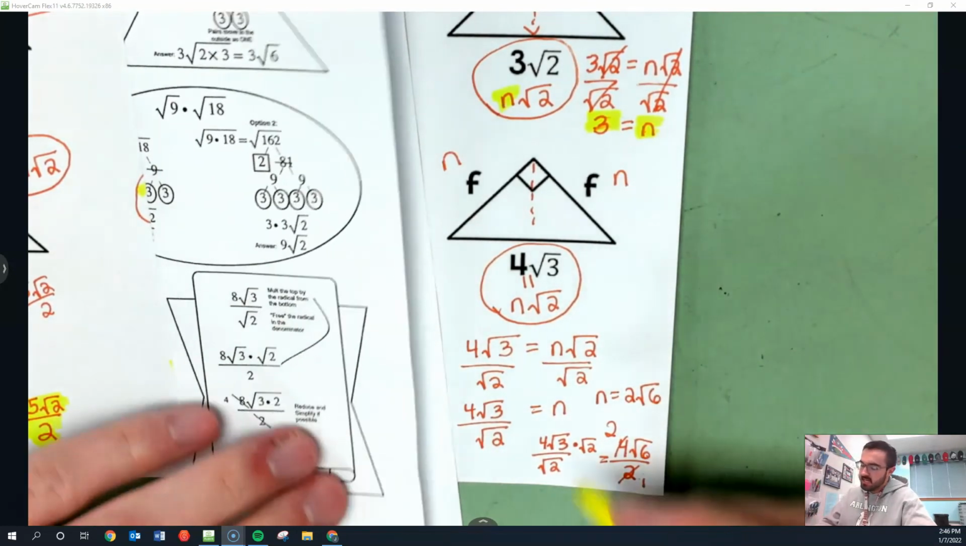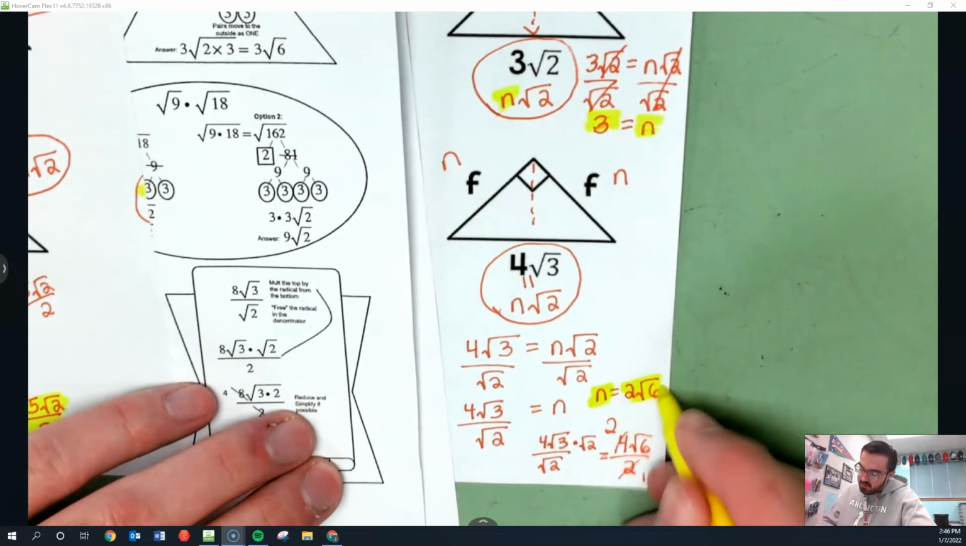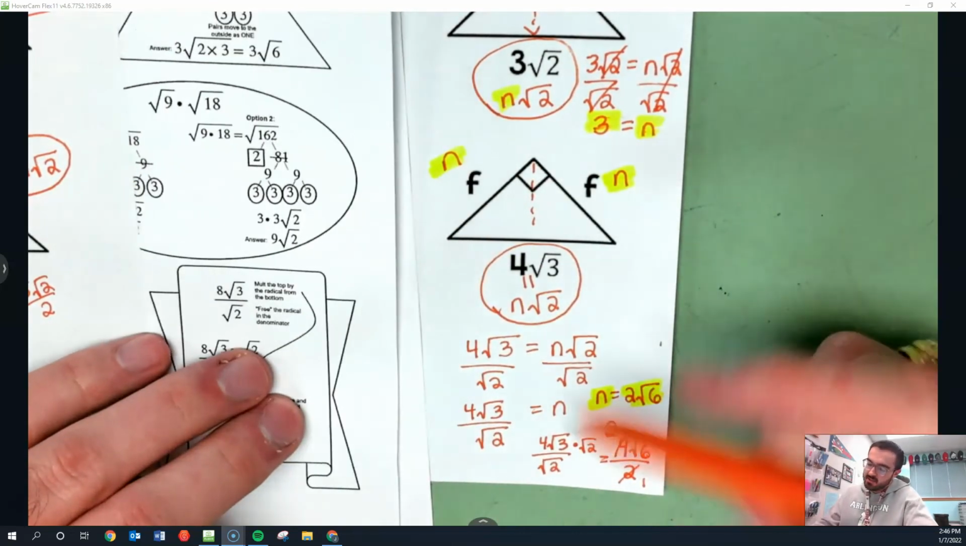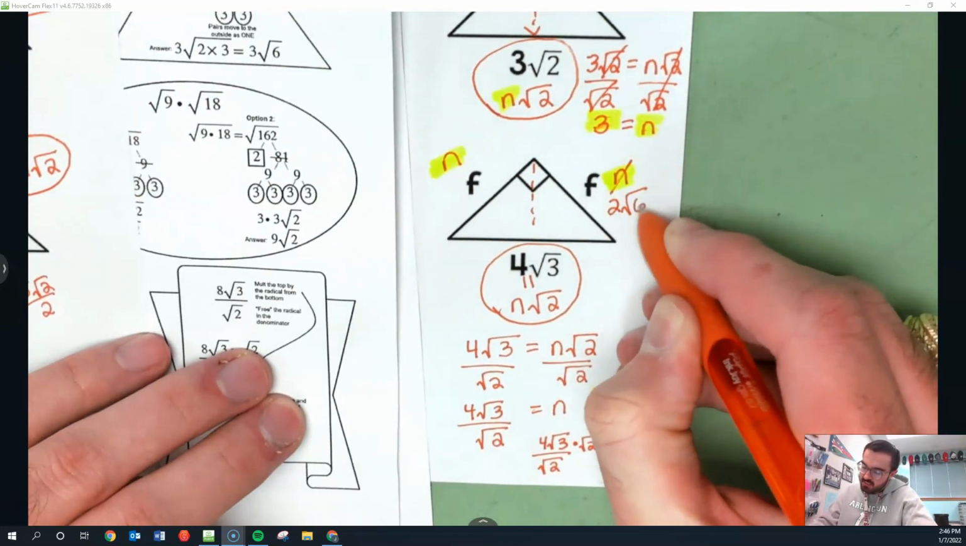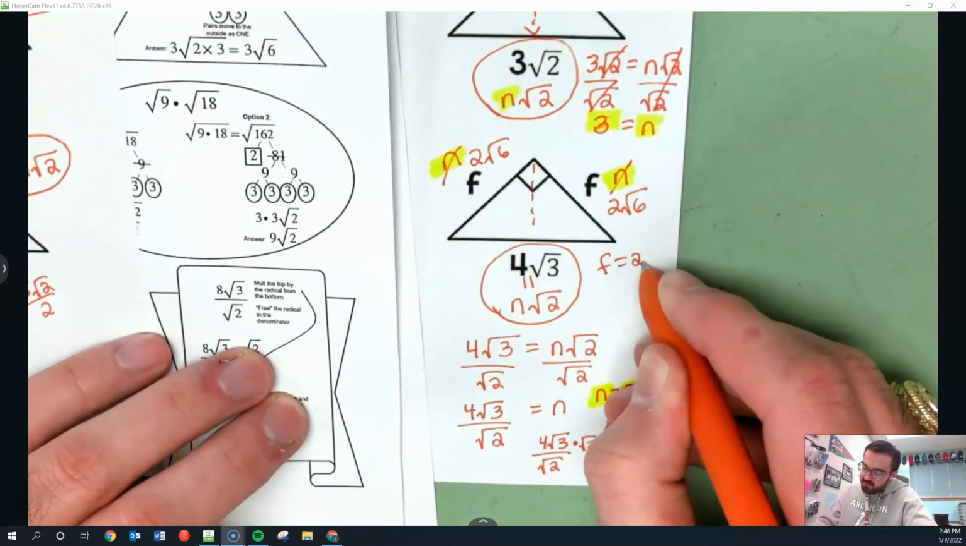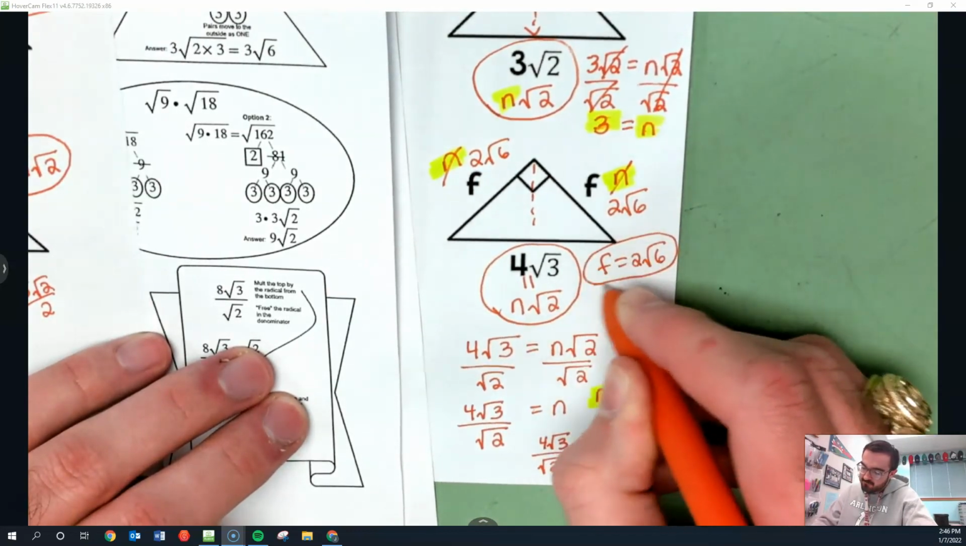So wherever I see the letter n, I'm going to replace it with 2 root 6. So f up here is going to be 2 root 6. That's my answer. F equals 2 root 6.